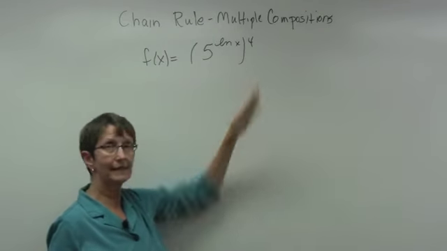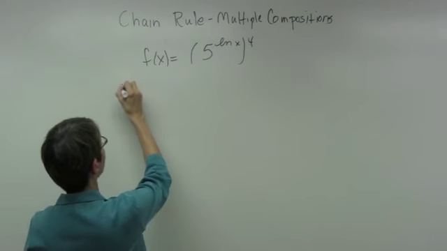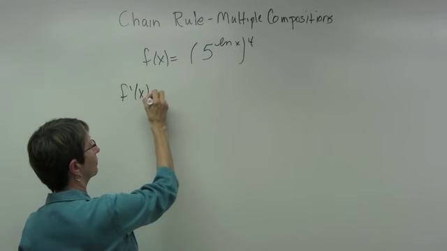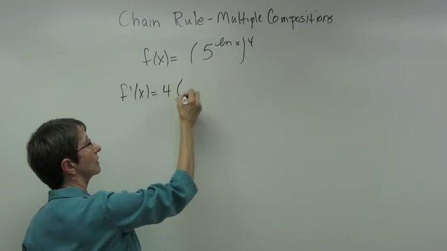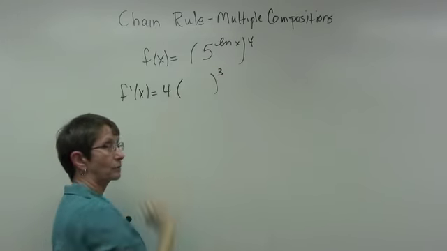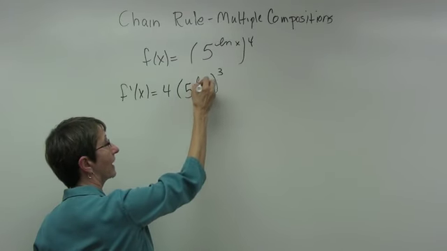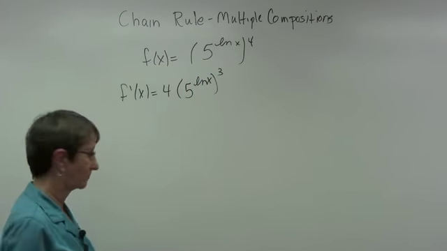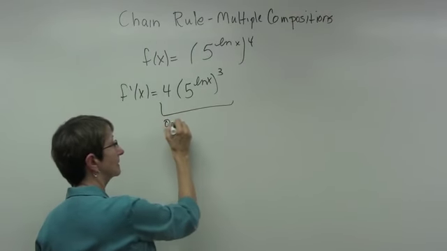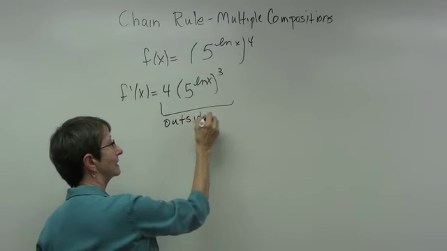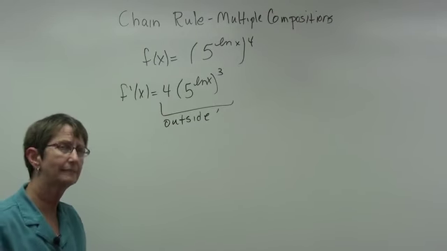But let's start with the outside, which is 4 as a power. So I have f prime of x equals, power rule for 4 says 4, and you subtract 1 and you get 3, and the inside part stays the same, 5 to the ln x. So that is the derivative of the outside. Now we move to the inside, and the inside is 5 to the ln x.